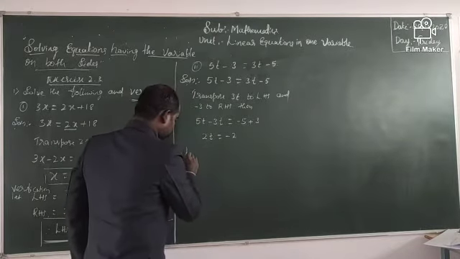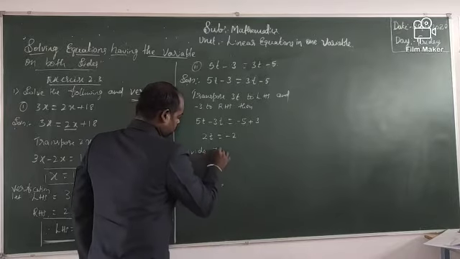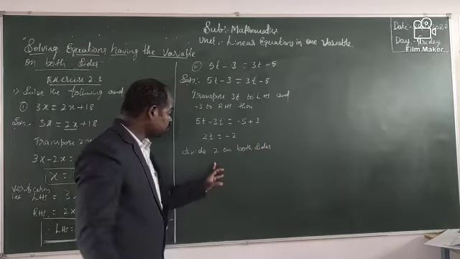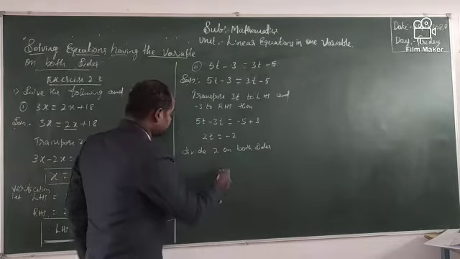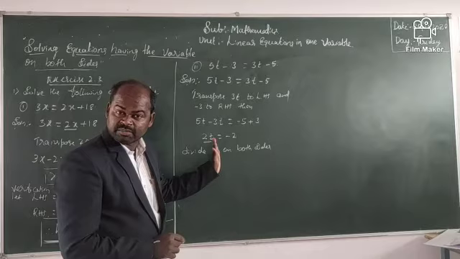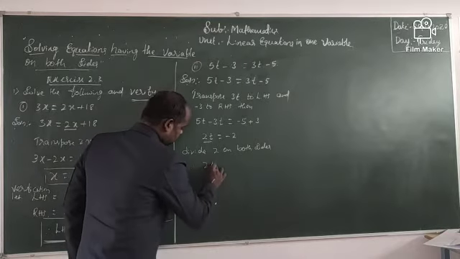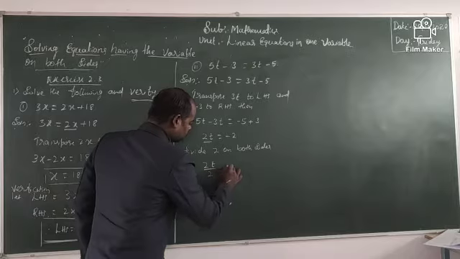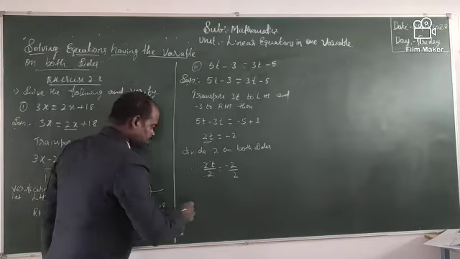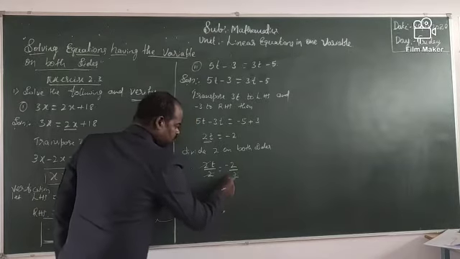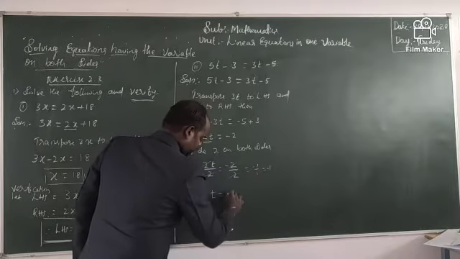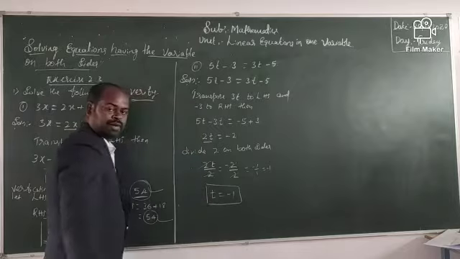Here we have to divide 2 on both sides. Why do we have to divide by 2? Because beside the variable, 2 is there, so we have to divide by the same number. Therefore 2t by 2 is equal to minus 2 by 2. Here 2 gets cancelled, remaining is t, which is equal to minus 1 by 1, which is minus 1. Therefore the value of t equals minus 1.